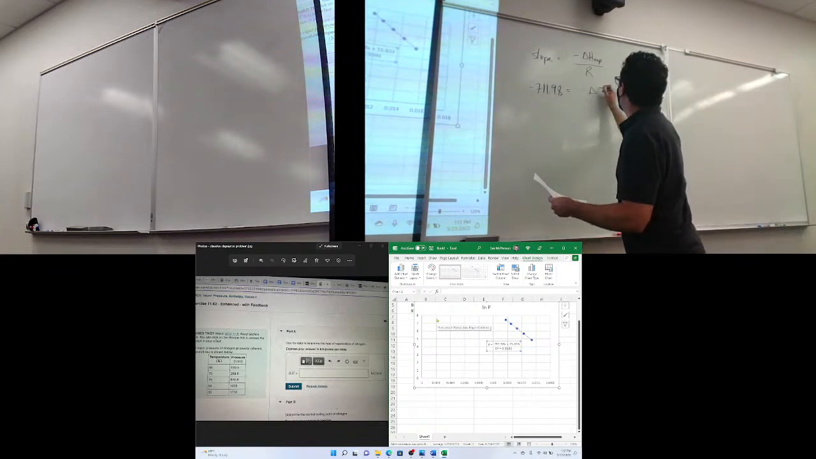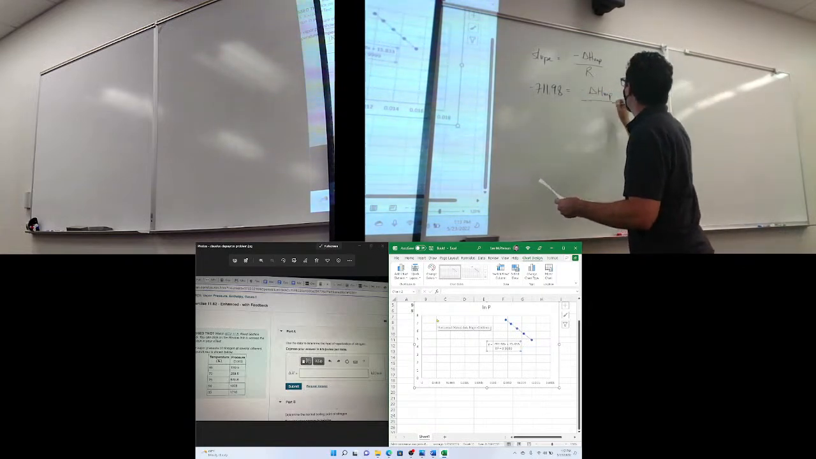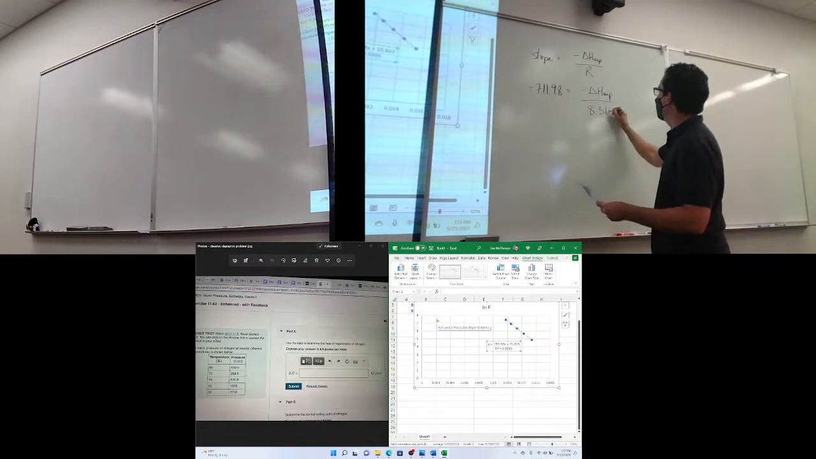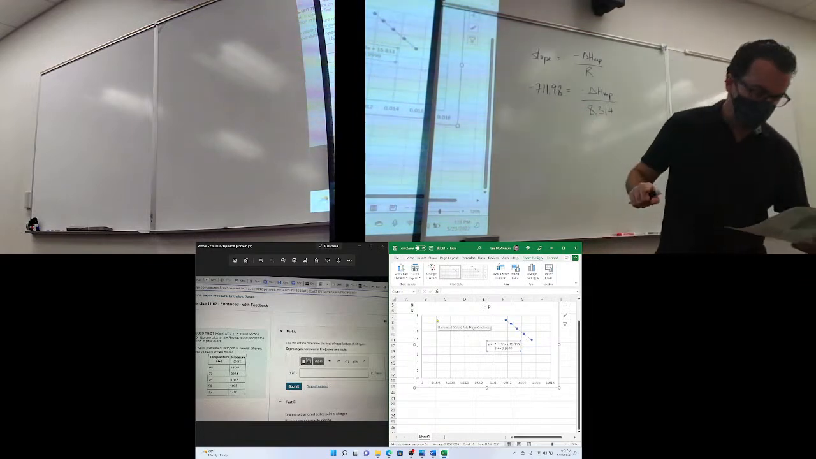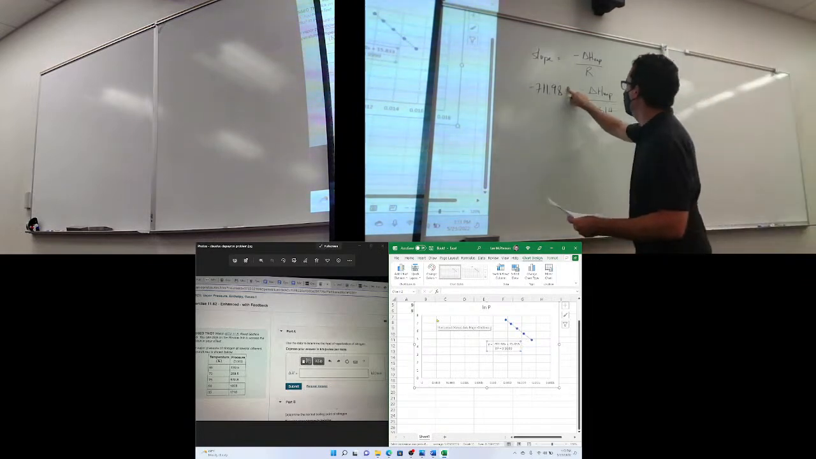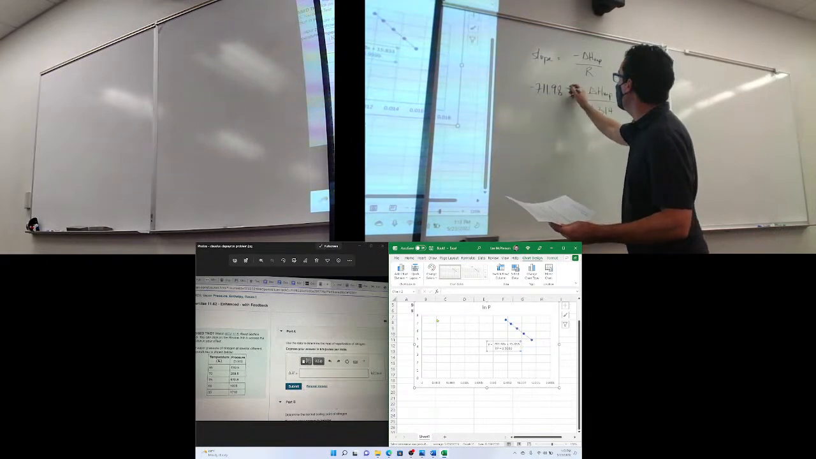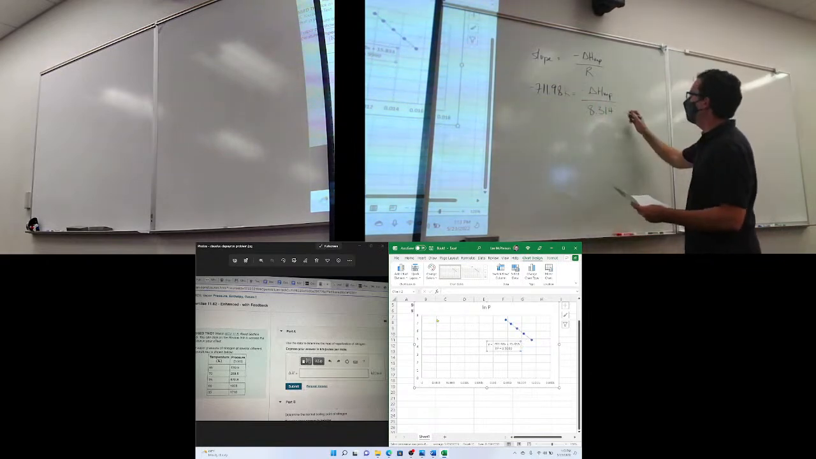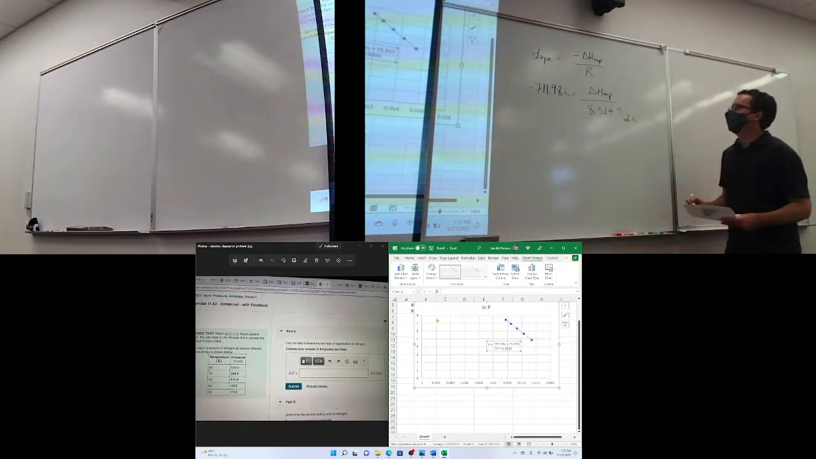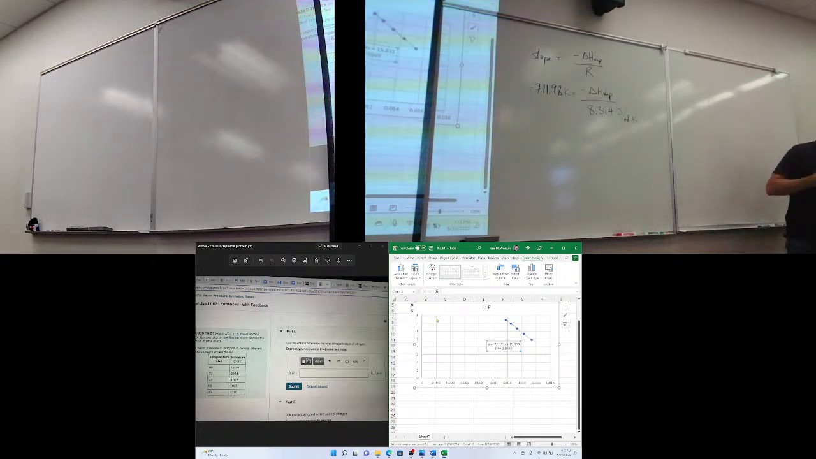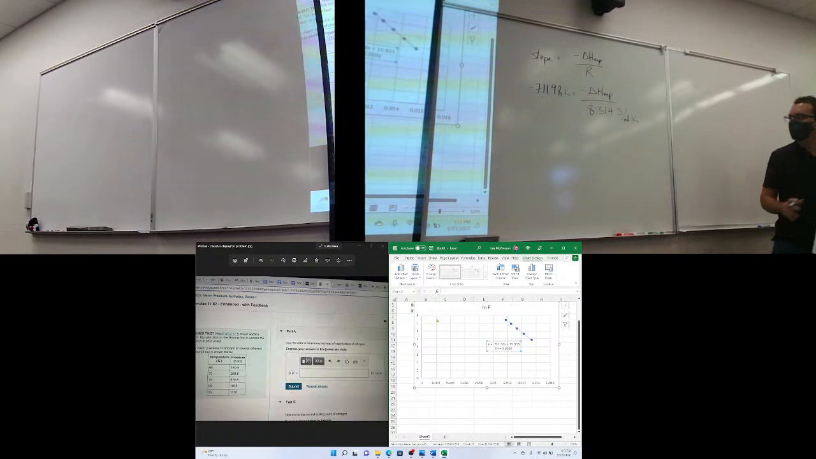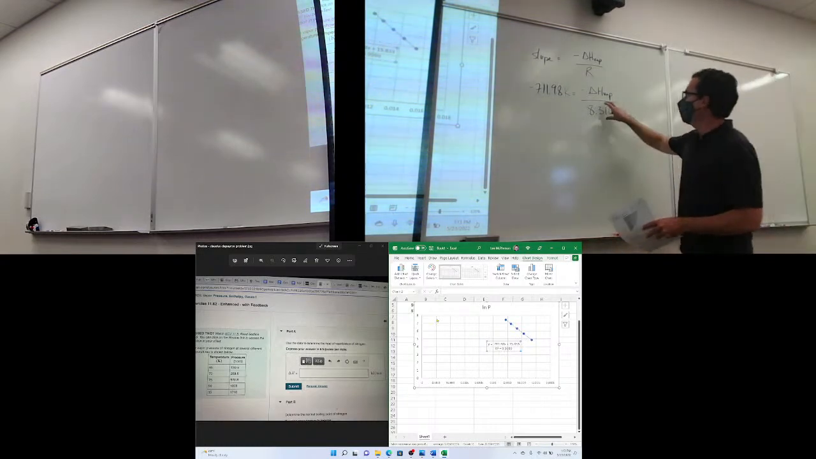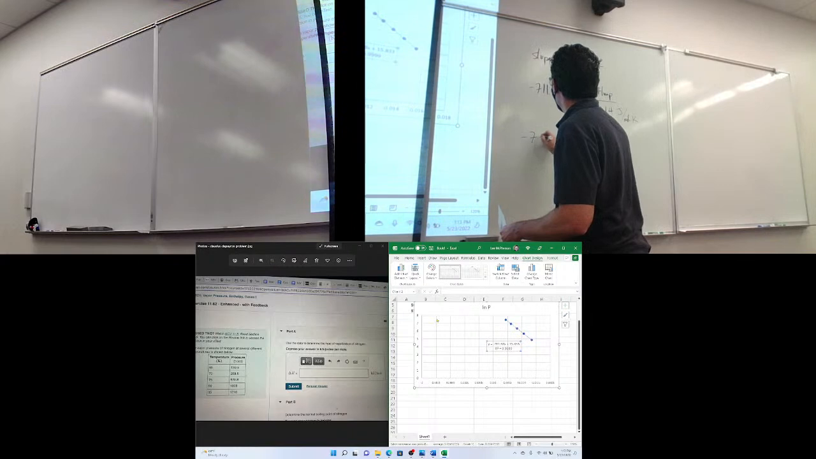So negative delta H vaporization over R. R is 8.314. And I think we told you the units of the slope. The slope's units are always going to be Kelvin. In the quiz, we told you what they are. This is joules per mole per Kelvin. If you ever make a mistake with the algebra, you can use the units to help figure out if you forgot to divide, or how you should do it. So you're going to move this over here. You'll end up multiplying them.